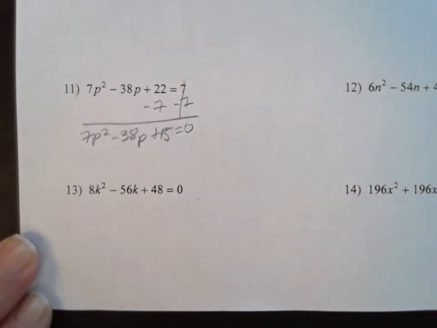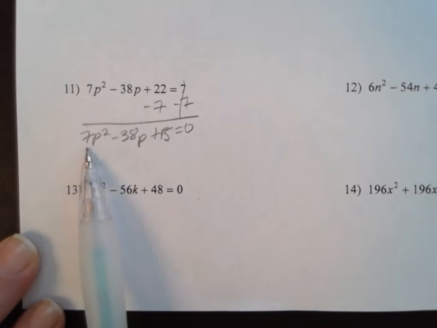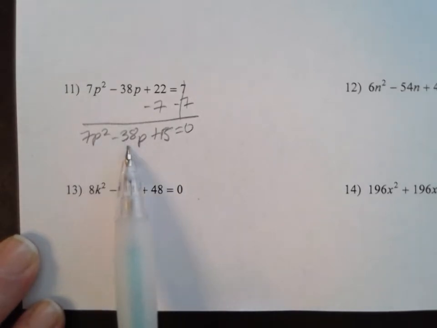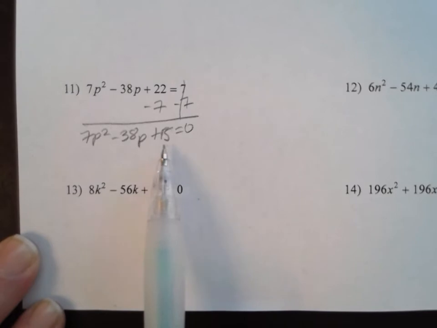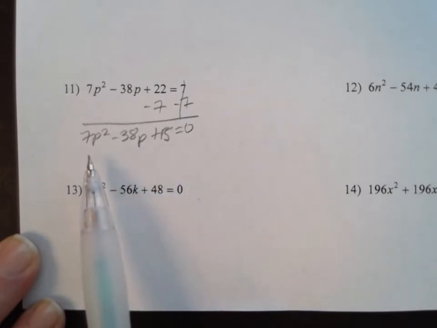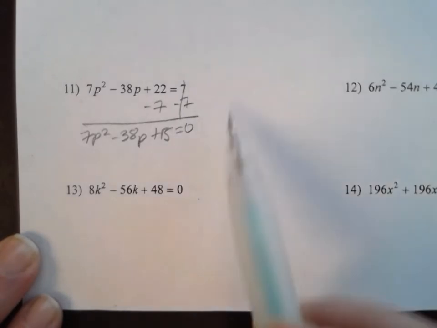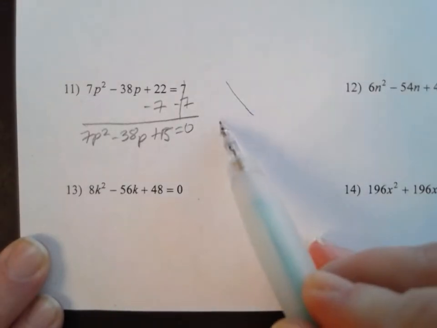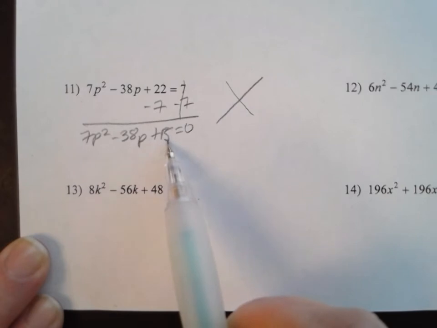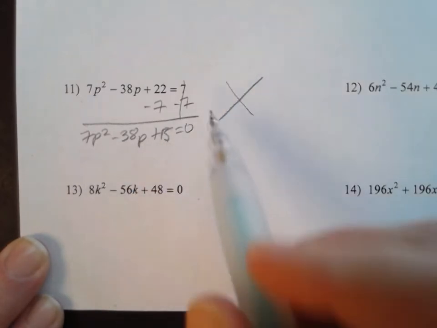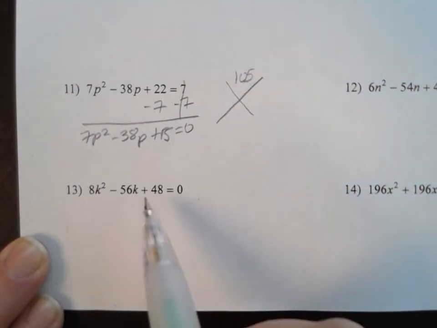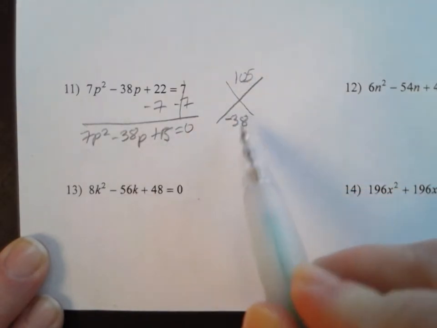All right, once I've done that, I want to see, is there a common factor? And for this one, 7 is a prime number. So in other words, nothing will go into 7 except for 7. And I know 7 will not go evenly into 38 and 15. So there's no common factor. And then I have to decide, is this a dots problem, a diamond problem, grouping, or SOAP? And there are 3 terms, so that tells me it is a diamond problem. So I'm going to make my diamond. Remember, we multiply a times c to go on top, so 7 times 15 would give me 105 on the top of my diamond, and b goes on the bottom, so negative 38.